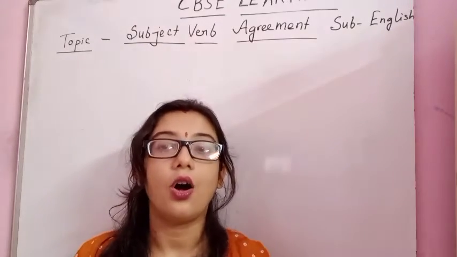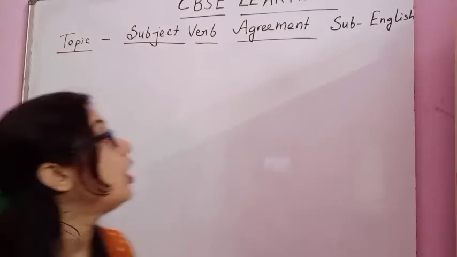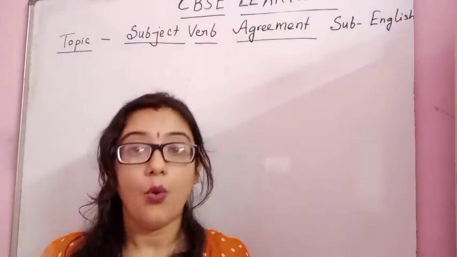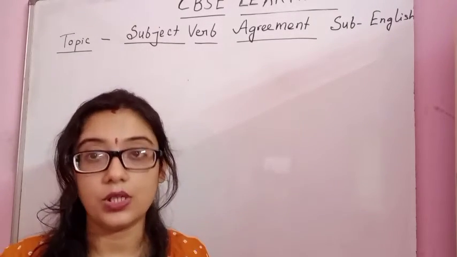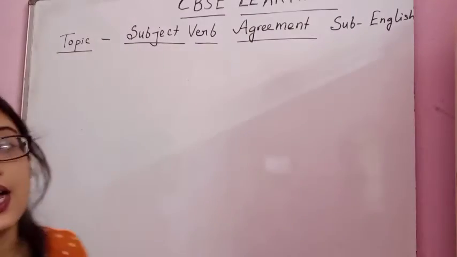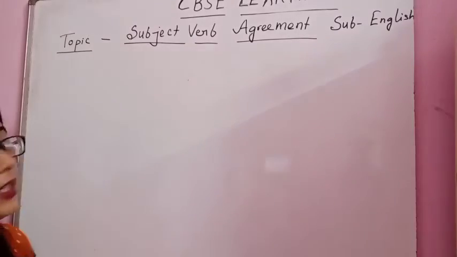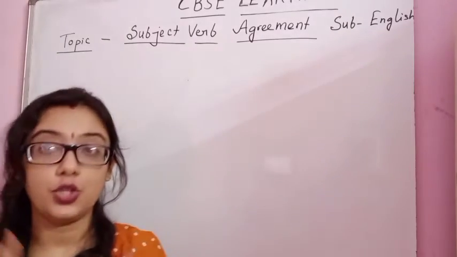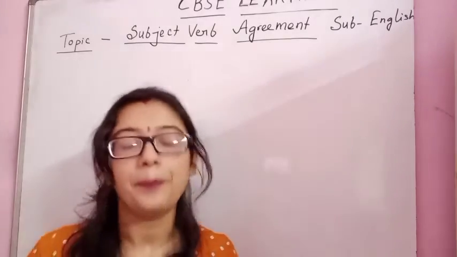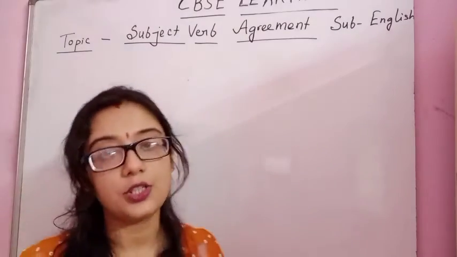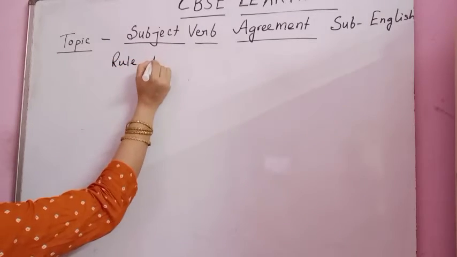Today's class is on grammar, and I am going to explain the rules we follow when we use a verb to agree with our subject. These are known as subject-verb agreement. There are a few basic rules we should follow when using a verb with the subject. Now let's start with the first rule, rule number 1.